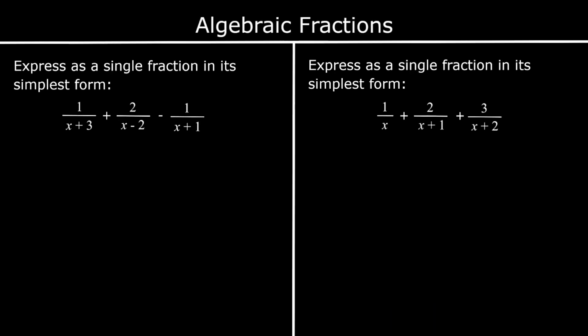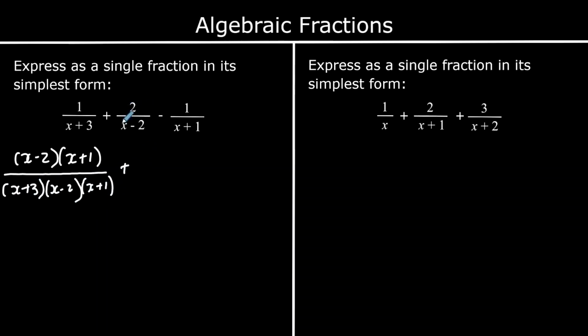And one more question, expressed as a single fraction in its simplest form. So we're going to add these fractions together. We're going to need a common denominator again. So for the first fraction, we times top and bottom by x minus 2 and by x plus 1. So we're going to have 1 times x minus 2 times x plus 1. It's just going to be x minus 2 times x plus 1. And it's going to be over x plus 3 times x minus 2 times x plus 1.